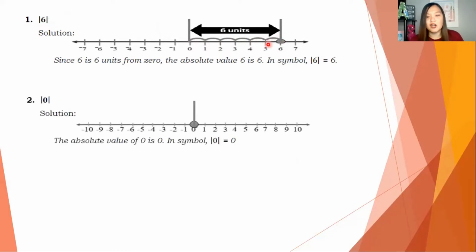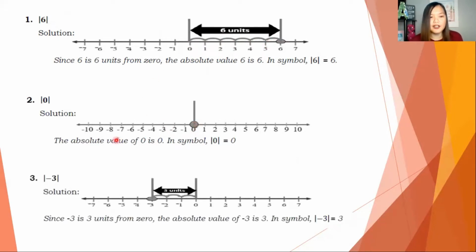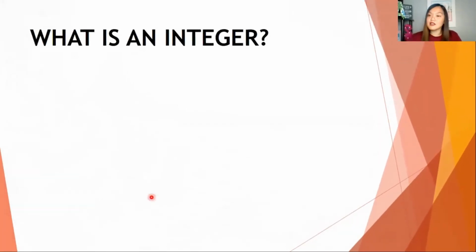Next example, 0. O, dyan lang siya sa gitna. Walang nagbago. And also, the absolute value of negative 3, from 0 going to negative 3, ganyan. So, there are 3 units. So, the absolute value of negative 3 is 3. We are dealing with distance here. Kaya positive lang.